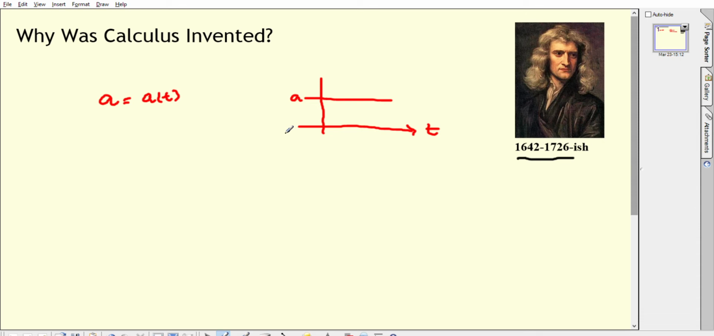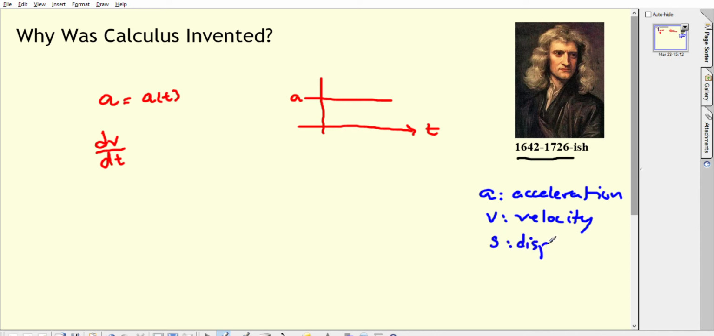Now, if you've got constant acceleration, that means that the rate of change of velocity is constant. So the rate of change of velocity is dv dt. I should say, standard notation, what we've got here: a is acceleration, v is velocity, and s is displacement. This upsets some people that don't do physics because they think, hold on, why are you using s for displacement? Surely s is speed. No. In this context, s is displacement.